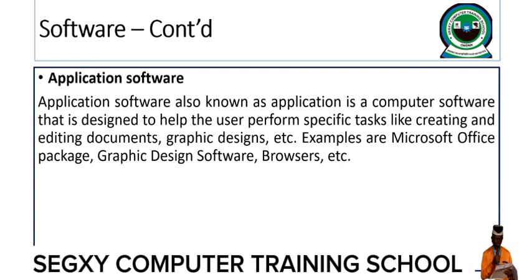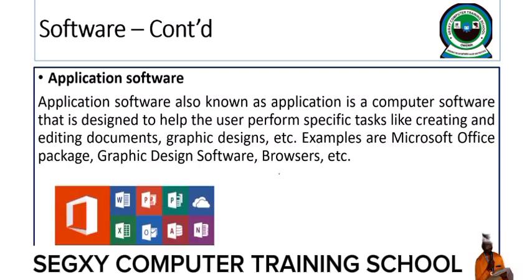application software. Application software, like I said earlier on, is designed to help the user perform specific tasks, like if you want to create an office document, edit a document, do graphic design, and so on. For example, the Microsoft Office package, all these components are application software. Remember, if your system comes with Windows 11 or Windows 10, in most cases it might not come with Microsoft Office. If it comes with it, it might come with a trial version, so you now need to buy and install all this.